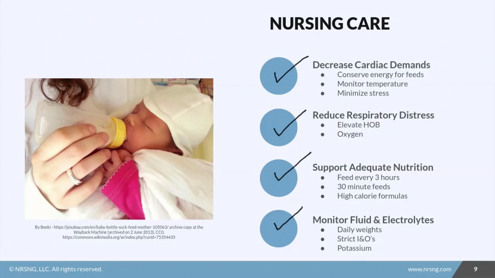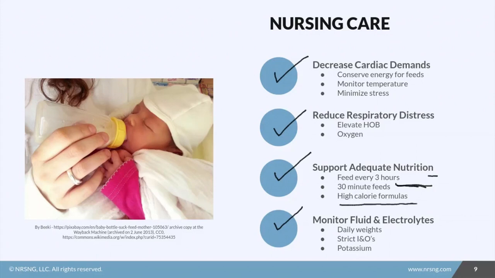So optimal feeding routine is going to be feeding them every 3 hours, and they need to not feed for any more than 30 minutes at a time. And the reason for this is if they take longer than 30 minutes, they're using way too much energy for that feed, and they're going to keep being behind on the calories that they need. They're also going to need a high calorie formula.